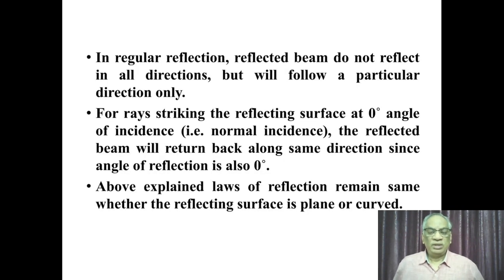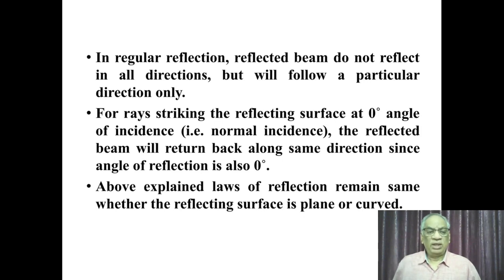In regular reflection, meaning normal cases, the reflected beam always returns back in a particular direction, not in all directions. It will be reflected in a particular direction. Of course, this depends on the property of the reflecting surface or the condition of the reflecting surface.